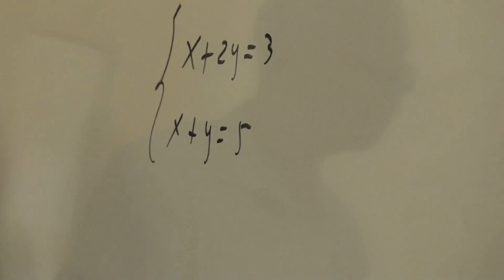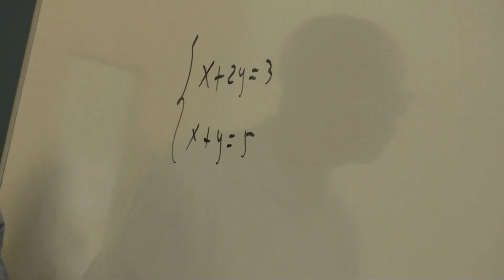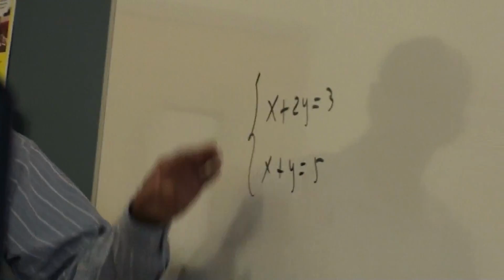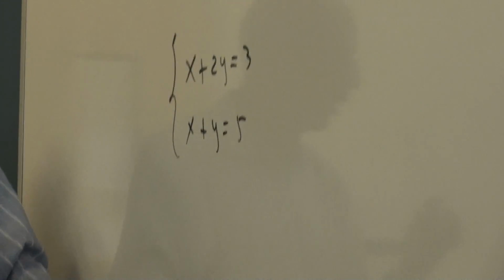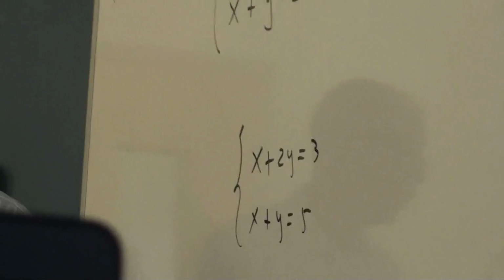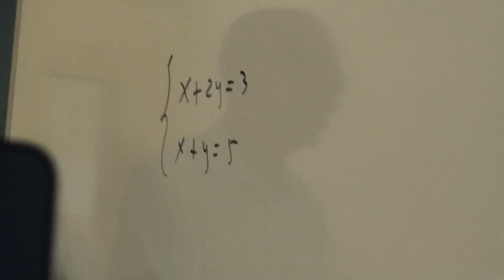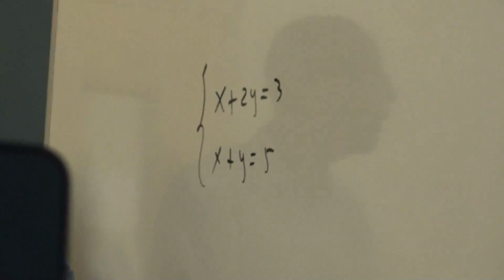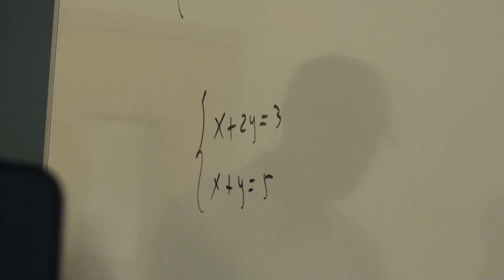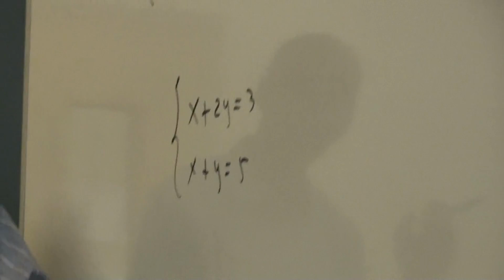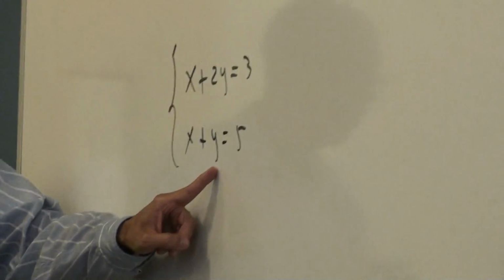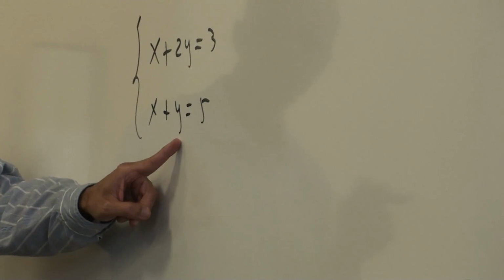Add your x's. You add? No, that's the addition and elimination method. We're talking about the substitution method. The word is already telling you what to do. Substitution, right? You have to solve for either y or x and then plug it in. Yes. You select one variable and you solve for that variable.